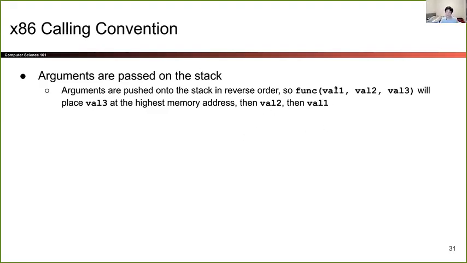Remember, the stack goes downwards. So when I push val3 first, it's going to end up at the highest memory address. And then I'll push val2 below that, and I'll push val1 below that. Again, you'll see an example of this when we walk through the full calling convention.